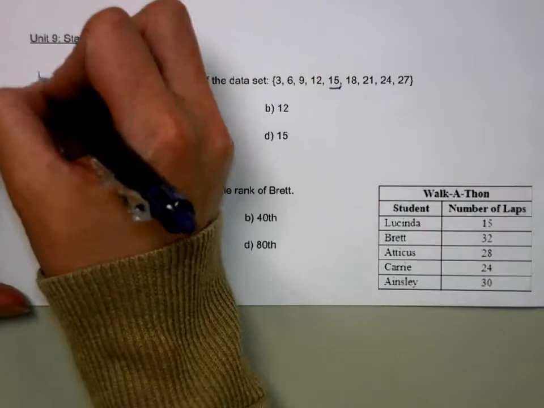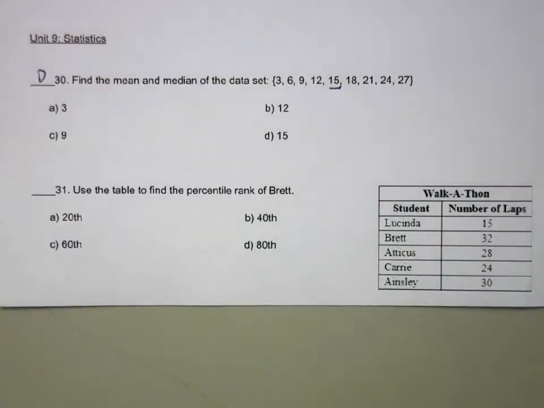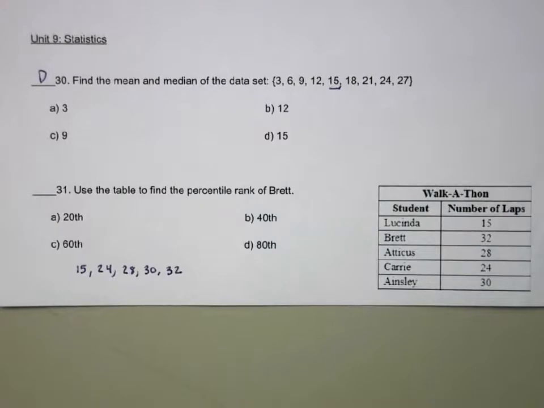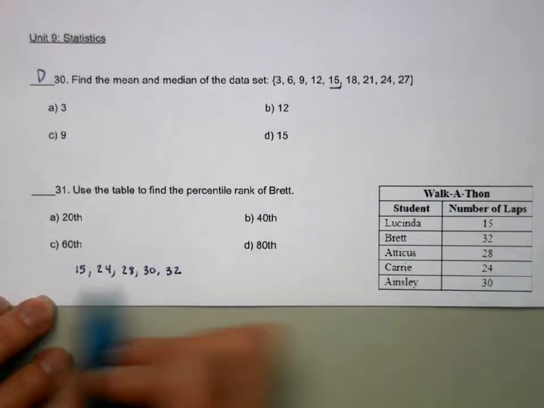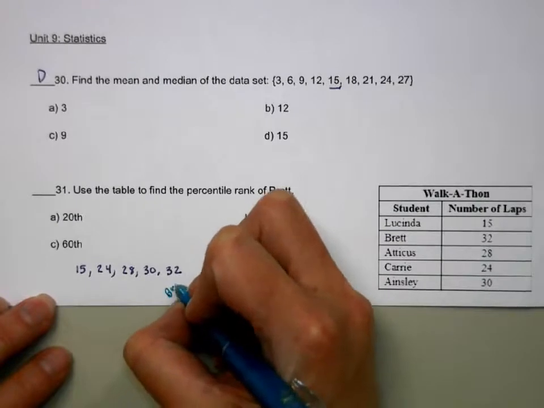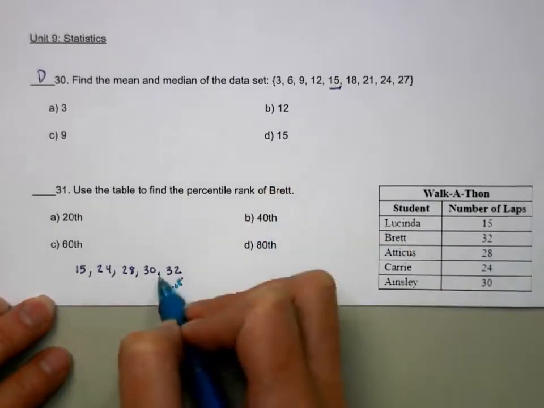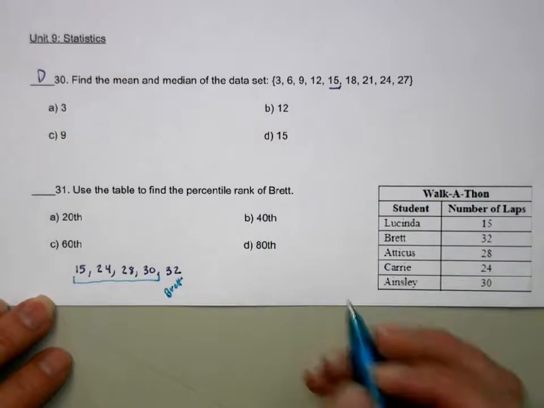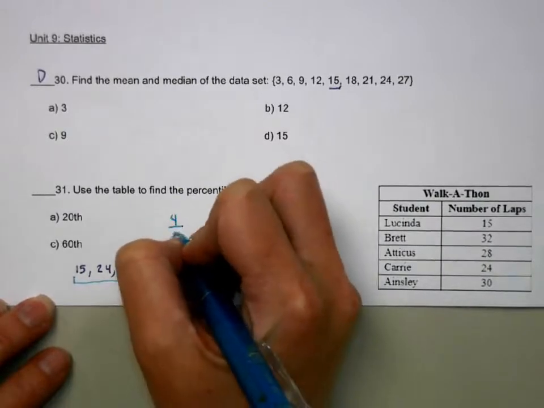Next one, use the table to find the percentile rank of Brett. So the first thing we need to do is list these in numerical order. All right, so here we put them in order. Brett is this one here. So for the percentile rank, we find out how many there are below him, which is 4, and divide that by the total, which is 5, which is going to give us 80th percentile.